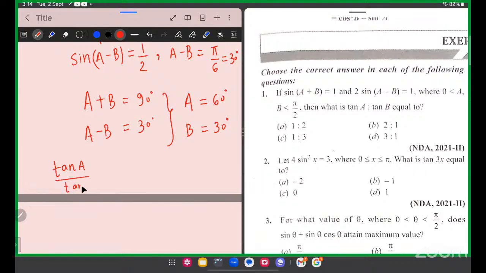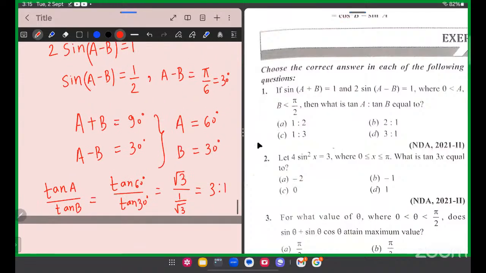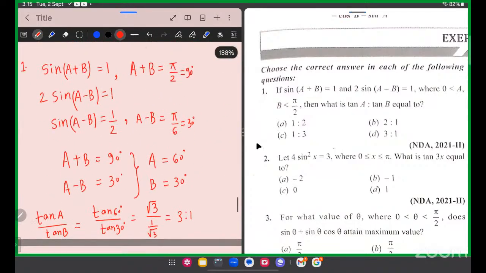Right? So what is tan A? A is 60, right? So I can write directly tan 60 divided by tan 30. Again, using trigonometric table, I can write root 3 divided by 1 by root 3. This root 3 goes up, it becomes 3. So I can write 3 is to 1. So the final answer would be D option. So 3 is to 1 is the right answer. I hope it is clear to everyone.